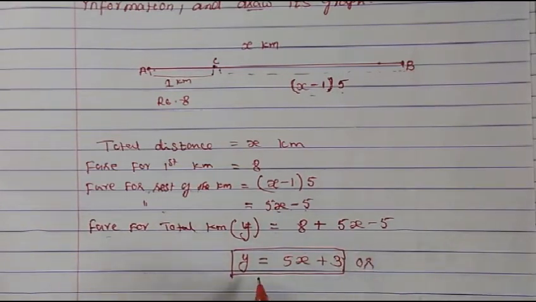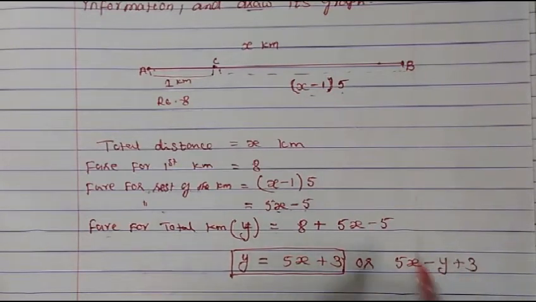Or you can also write it another way. That is, y you can bring to this side. So first we have to write x, so let's write down 5x first. When y comes to this side, it will be minus y and then plus 3. This will be another equation. So there are two ways to write the equation, either this way or this way. Any one way you can write down.